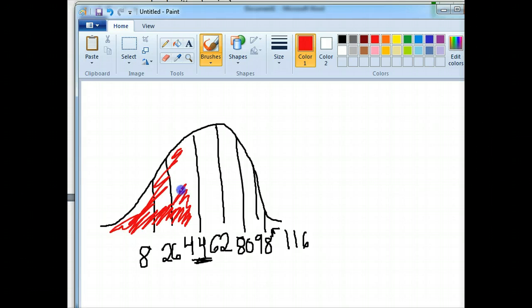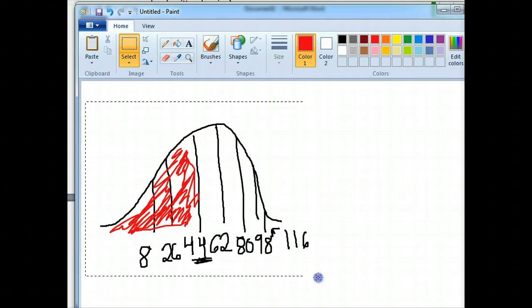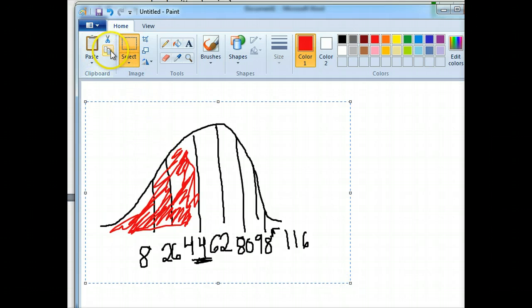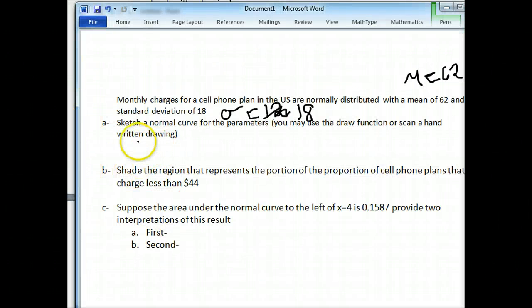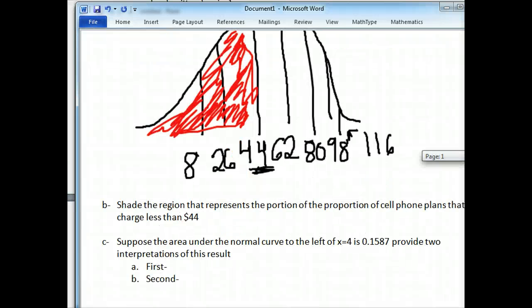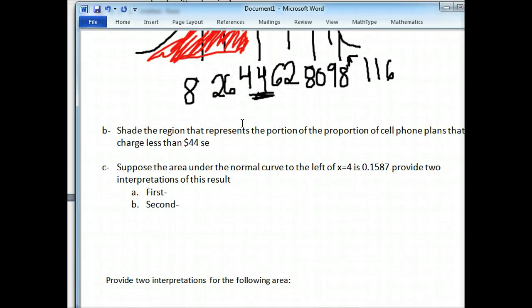You're more than welcome to just copy and paste one curve over rather than doing this twice. I just want to select, it's a Paint tool, my whole curve. I can copy it. The tool is right here next to the paste button. It's a little tool you push. I can go over to my Word document and I can paste. Okay? And for part B, I might just say, see above, shaded in red. Okay? What are two interpretations for, oh, that should have another 4 in it.